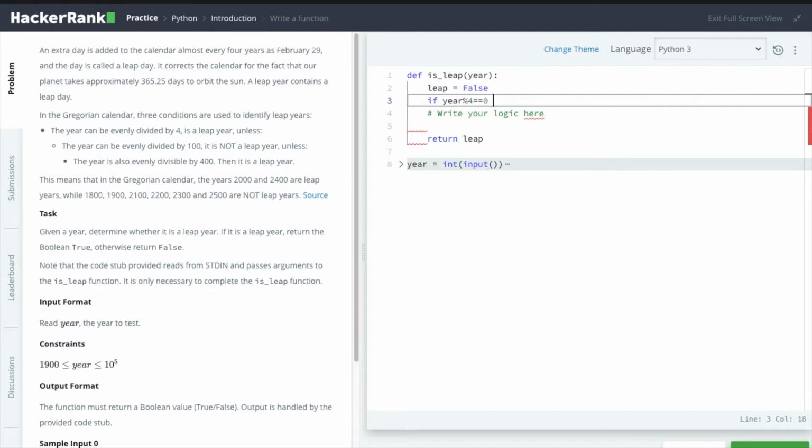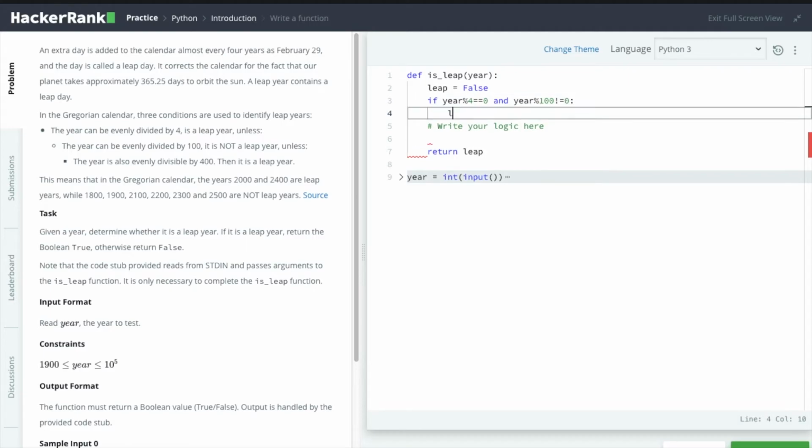Now the second condition is if the year is divisible by 4 and it is also divisible by 100, then it is not a leap year. So here we have to check whether the year is divisible by 100 or not. If it is not divisible by 100, then we can consider it a leap year. So now we have to write year % 100 != 0. Then leap = true.